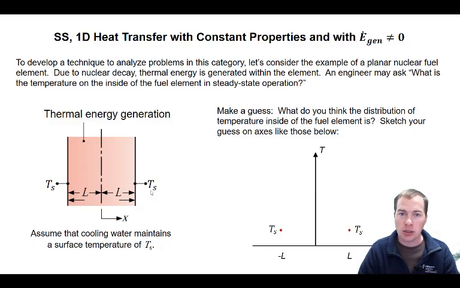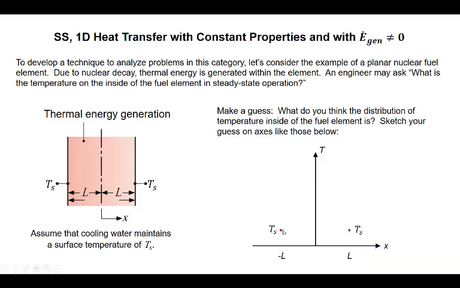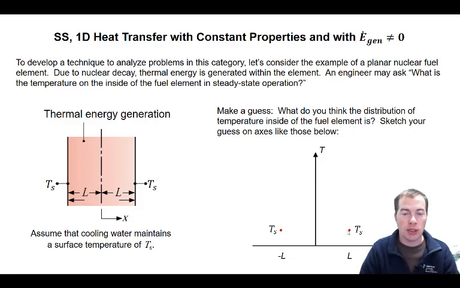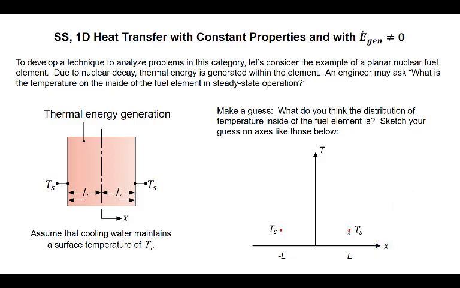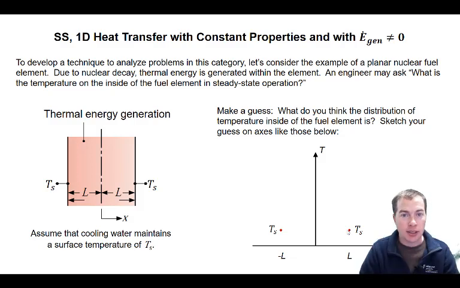Have you sketched a guess for what the temperature distribution may look like? Note that the temperature must start at T_s at x equals minus L, and it must also end at T_s at x equals L. What does the temperature look like between those 2 points? If you have not made your sketch, please pause the video and do so now. While any guess is acceptable, it is, after all, just a guess.